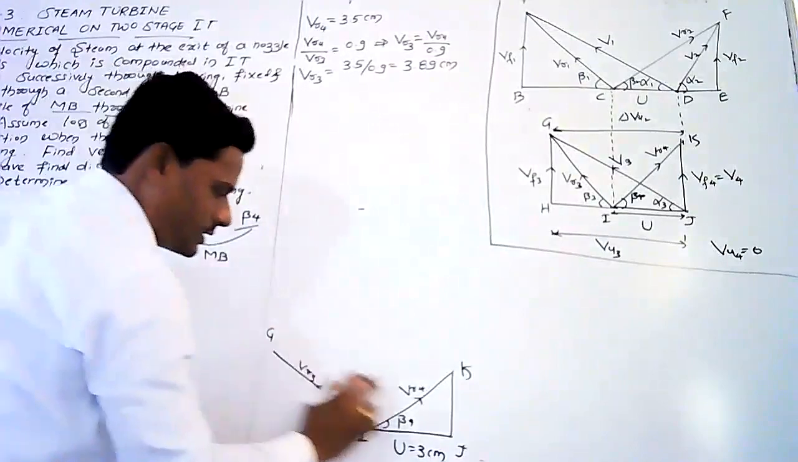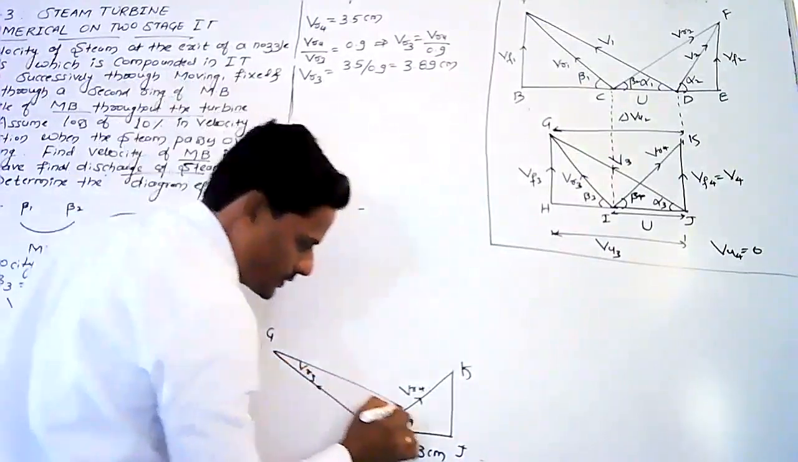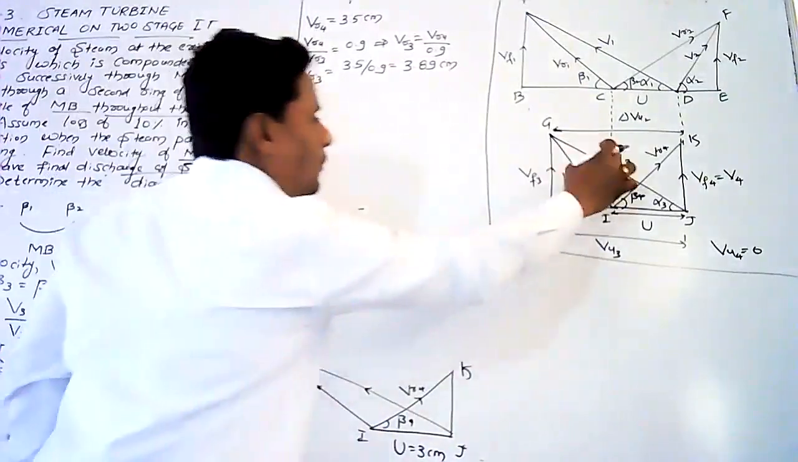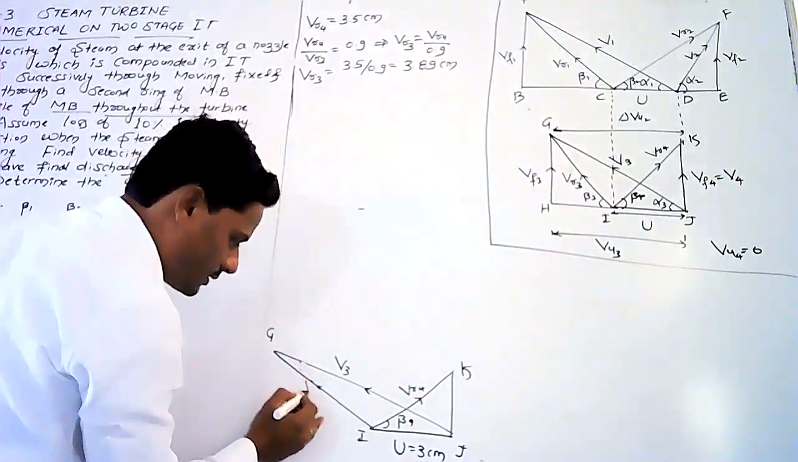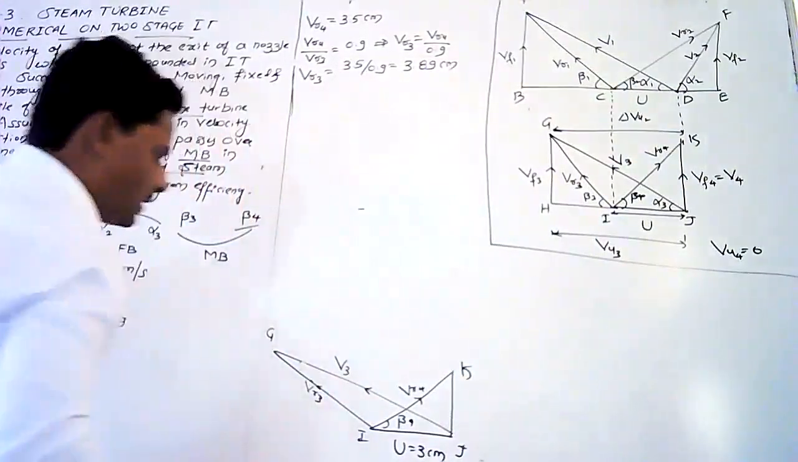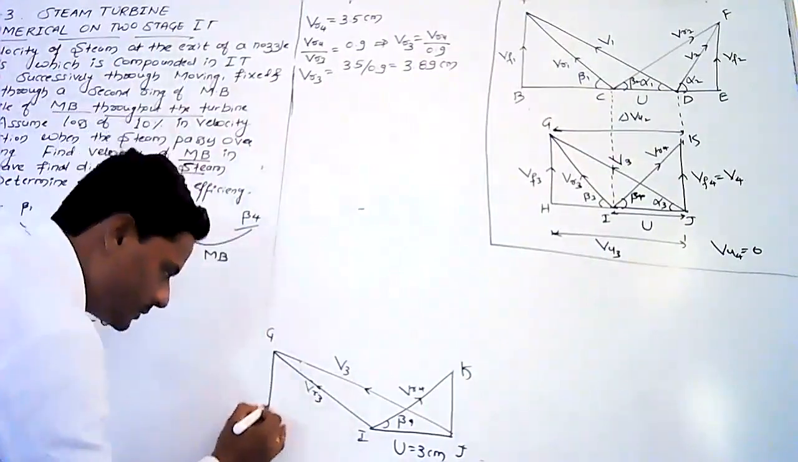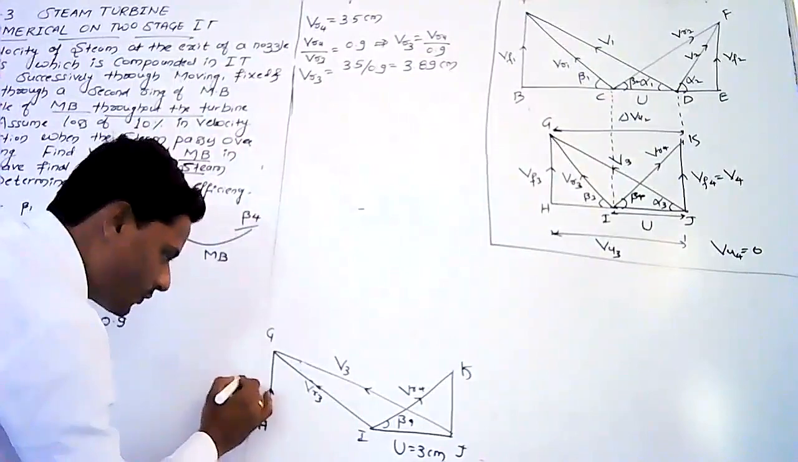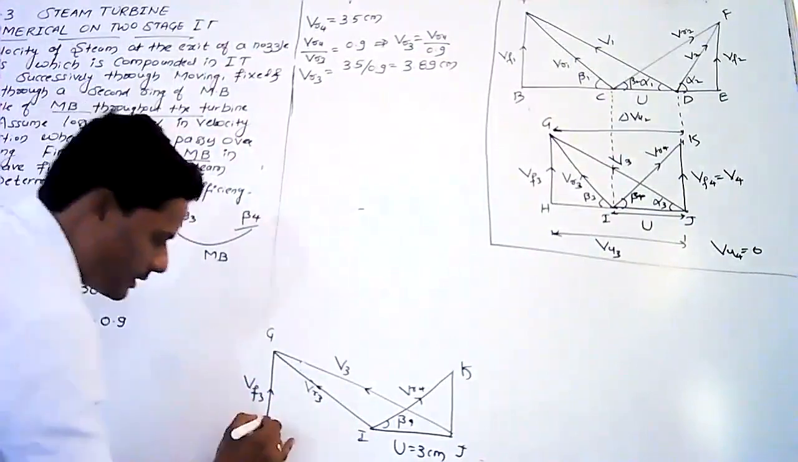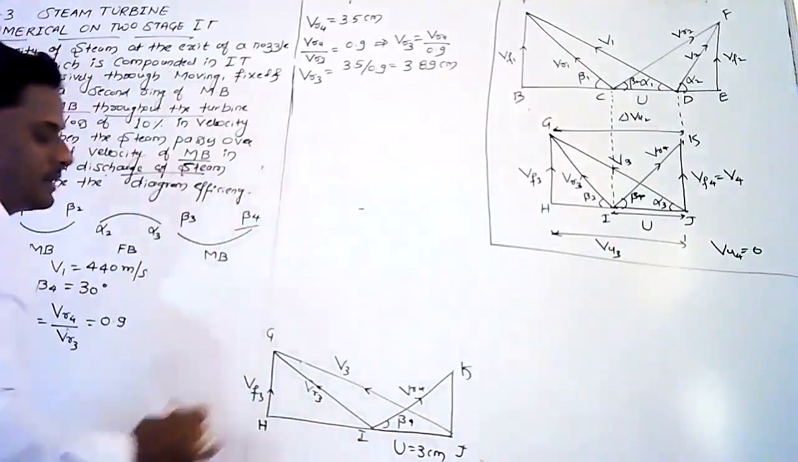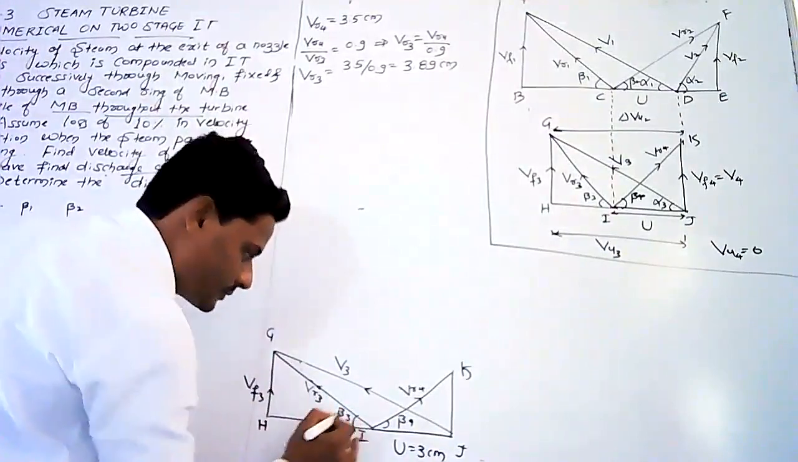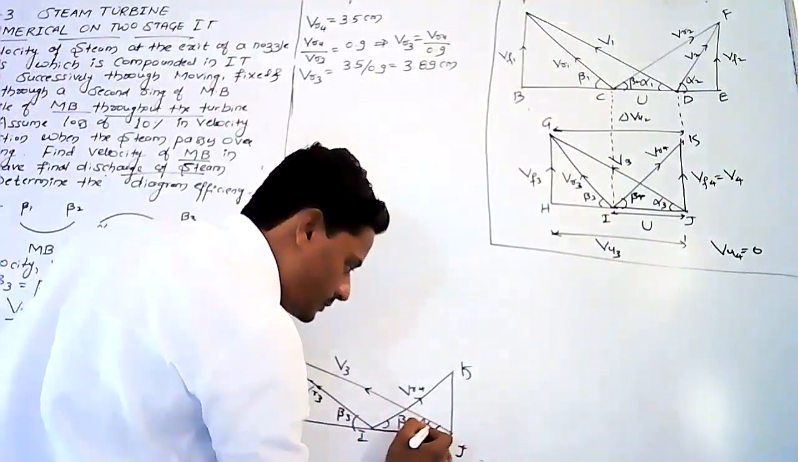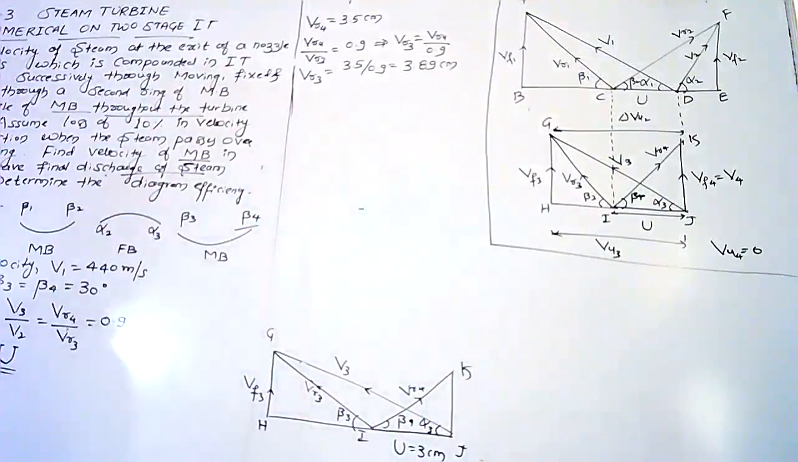Now join point G to J, and this will be V3. Let me mark VR3 here. Now from G, just drop a vertical line up to H. This is VF3. Join HI. So this is beta 3 and this is alpha 3 here. Now you can measure the length of V3.